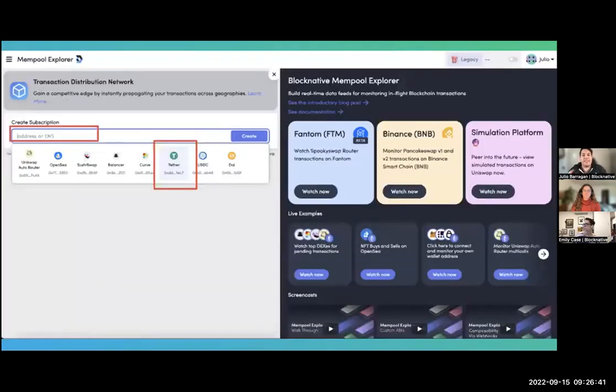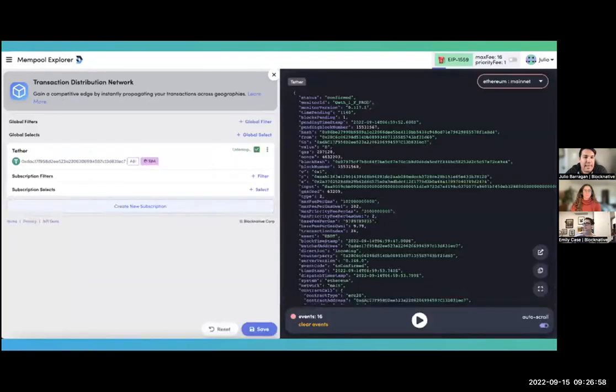Now, for the purposes of this class, I just want to walk you through how to monitor one of the simpler smart contracts. So to do this, just click on the subscription field again. A bunch of quick start suggestions are going to pop up. Let's go ahead and just click on Tether. And then after clicking on Tether, just like that, wham, you're going to get a feed of all the new Tether transactions, pending or confirmed.